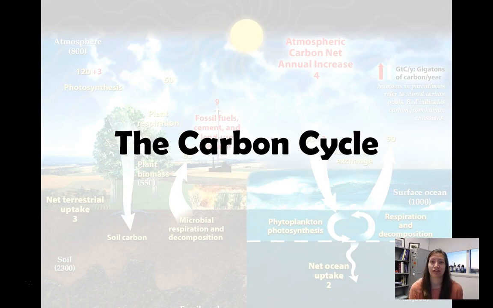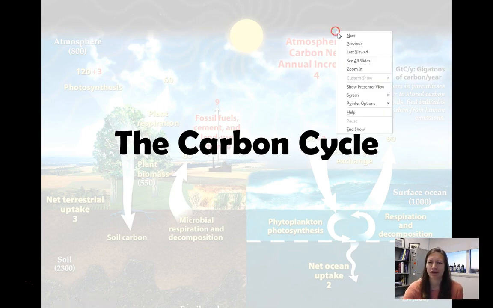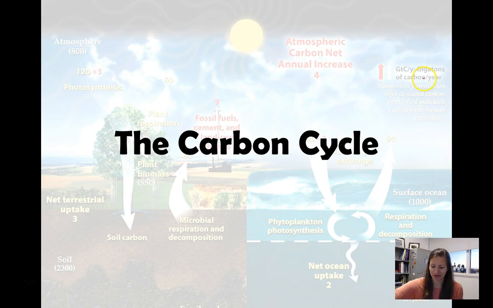But in order to understand climate change, you really have to understand the carbon cycle, because climate change is an alteration of the carbon cycle. You've heard of cycles before. You've probably heard of the water cycle. You kind of learned that since you were a kid. With the water cycle, pretty easy, right?